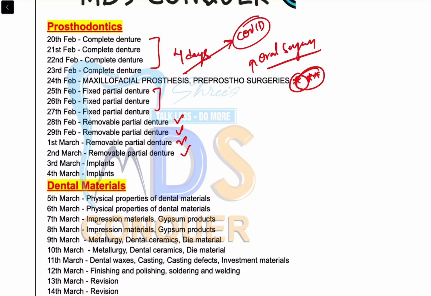Then I have given a 3-day plan for your FPD. FPD is more comfortable. According to me, the most comfortable subtopic in your prosthetics is going to be your fixed partial denture. FPD is going to be so easy. You can understand it and finish it as quickly as possible. This is going to be the most comfortable topic.